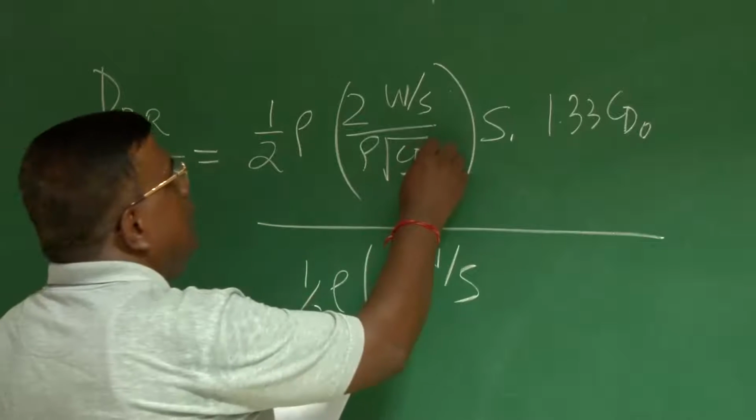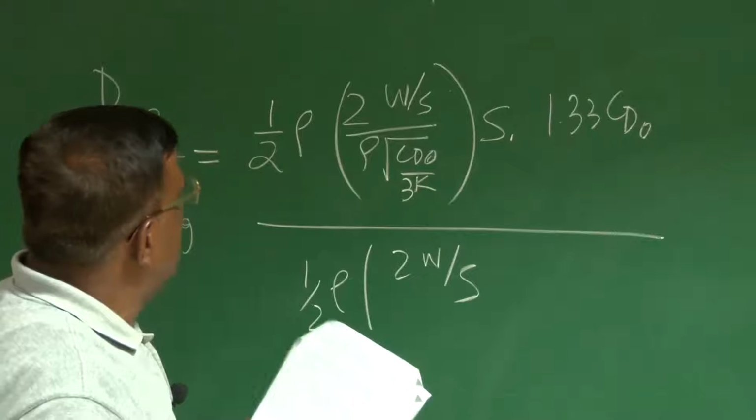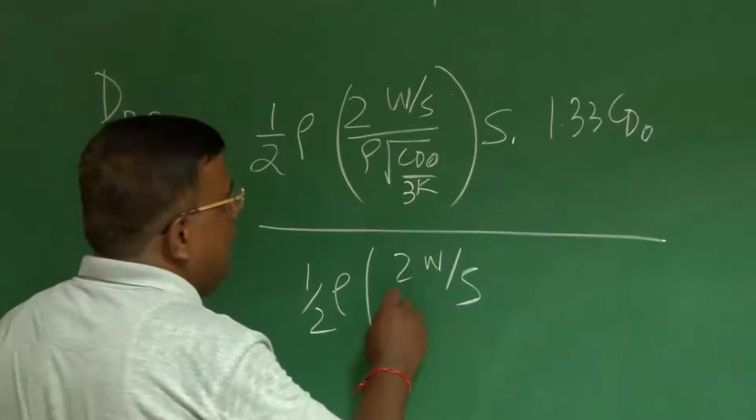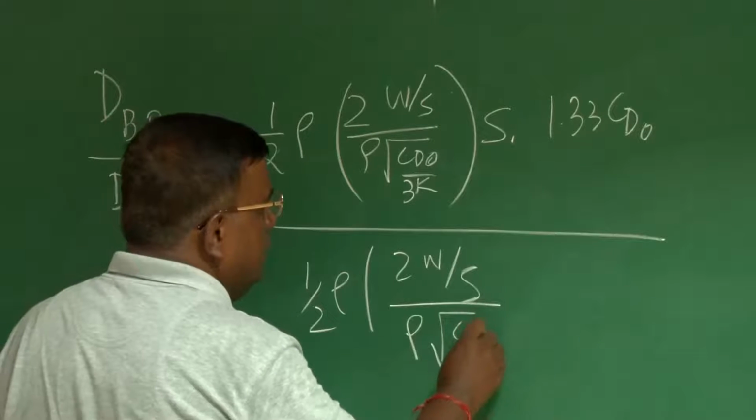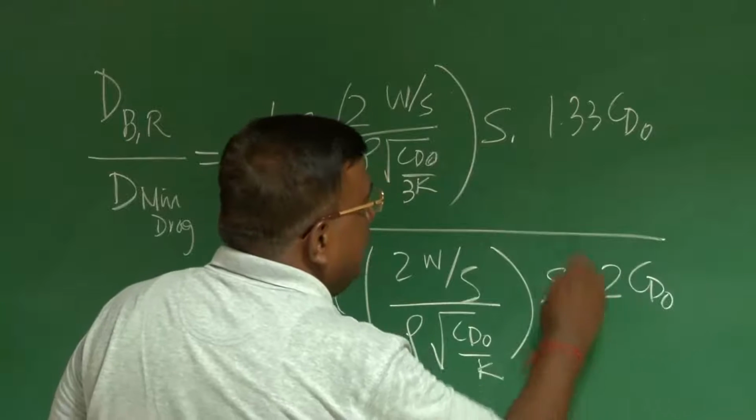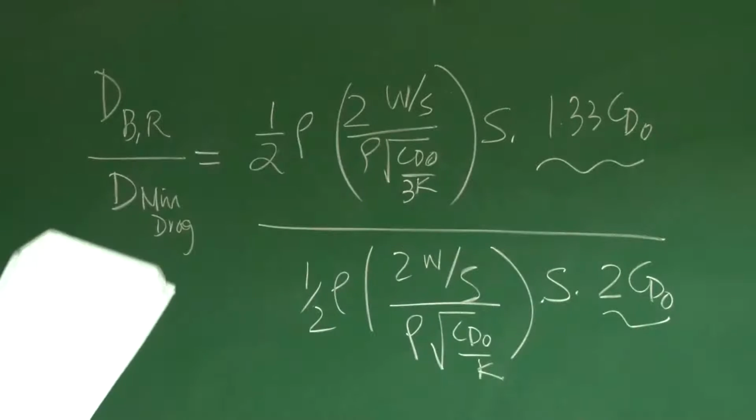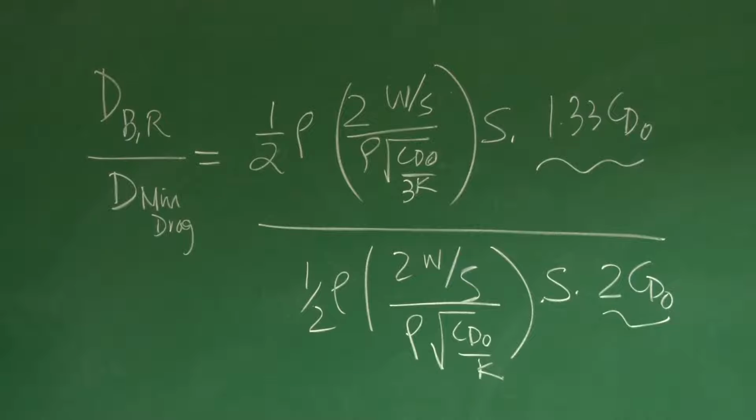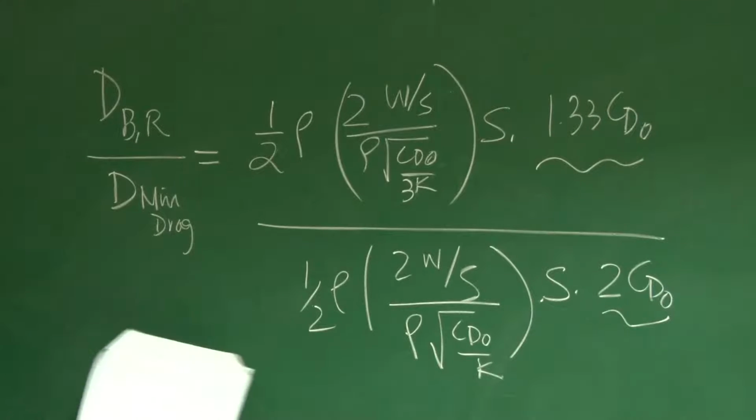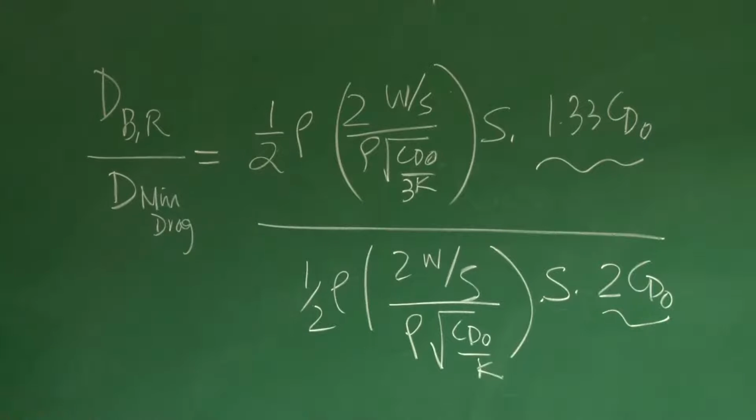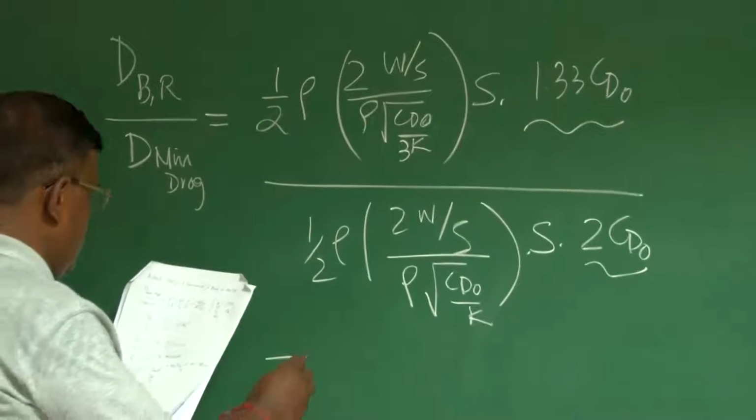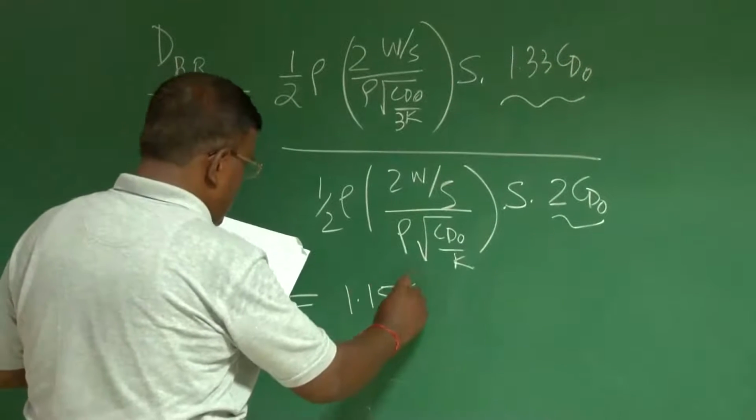Please note this correction. We know that the velocity for best range is 2W by S rho under root CD naught by 3K, and here it is rho under root CD naught by K into S into 2 CD naught. That we have seen. We have already shown the effective CD for best range, which is 1.33 CD naught, and CD for minimum drag as 2 CD naught. Now, if I do the further simplification, I will find this to be 1.154.